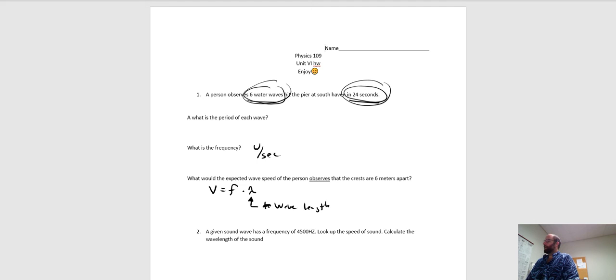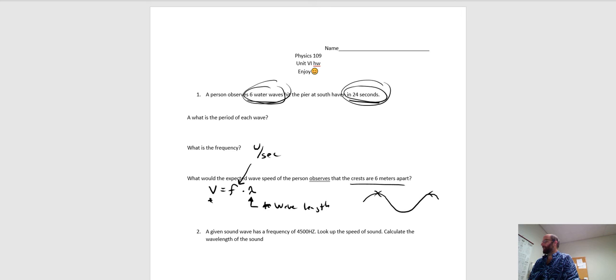So when it says, what would you expect the speed to be, that's talking about this. And once you have the frequency from up above, and where this says the crests are 6 meters apart, so these waves, we're talking about like from here to here, that is the wavelength. So that should get you through number 2. Let's talk about number 1. And while I'm right here, we'll talk about number 2.